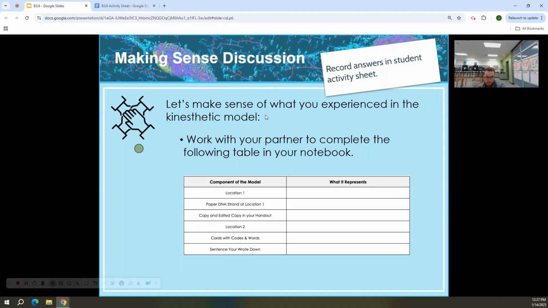Okay, the paper DNA strand at location 1. What does that represent? And it's in the name of the component of the model. That paper DNA strand at location 1, the actual strand that you're copying down, is my what? And it's in the name, if you're struggling. Okay, the edited copy that I wrote down of that DNA strand. So not the actual strand, but the copy that I recorded.